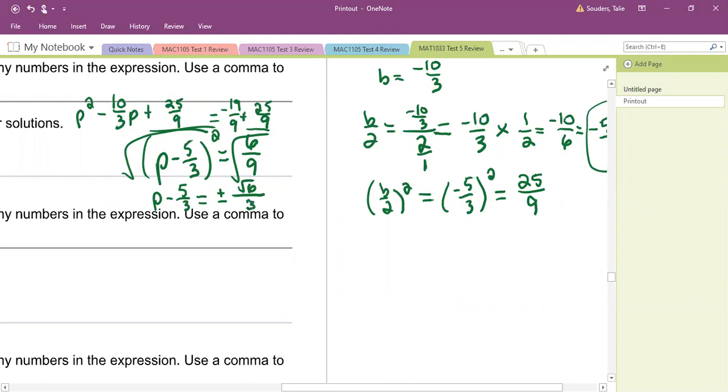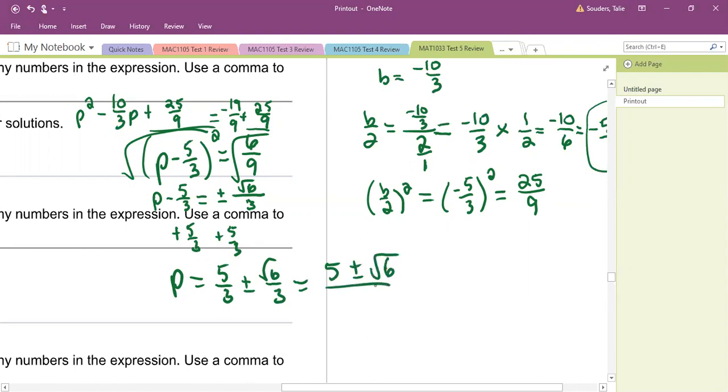What can we do now to get the P by itself? Add 5 over 3 on both sides. So add 5 over 3 to both sides because it is negative. Yep. So 5/3 plus or minus root 6 over 3, or you could actually combine it, right? Since the denominators are the same, you could say 5 plus or minus the square root of 6 all over 3.